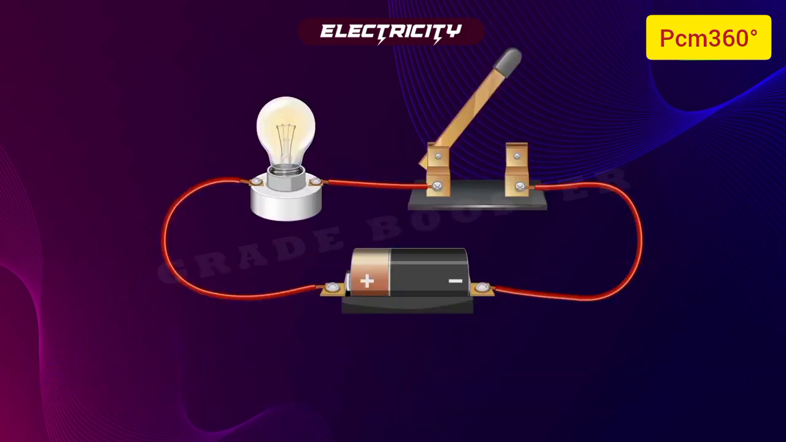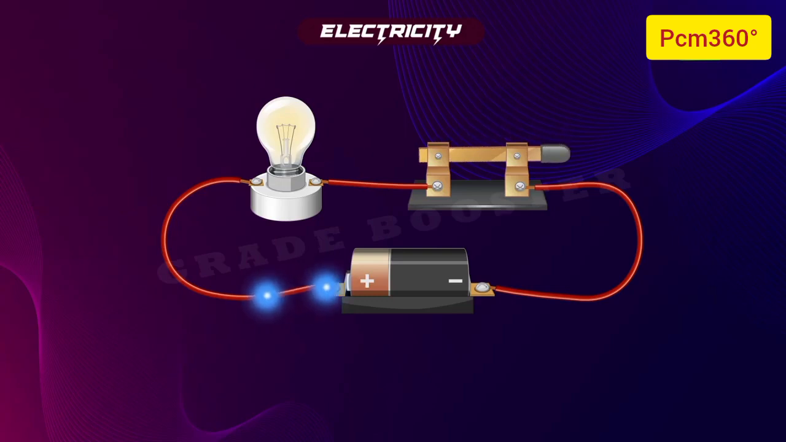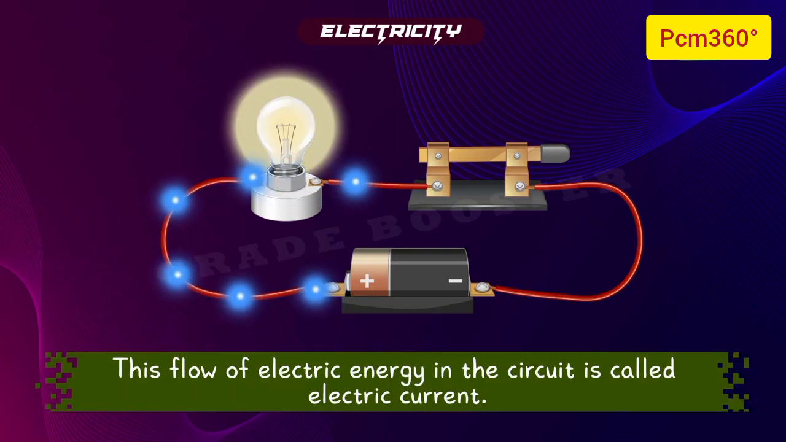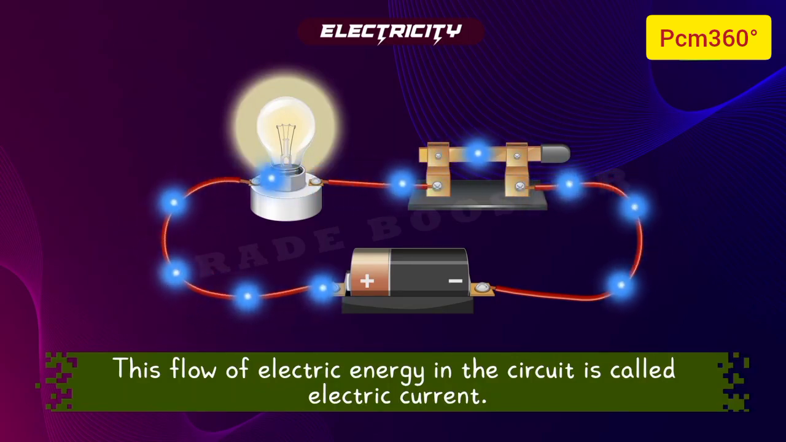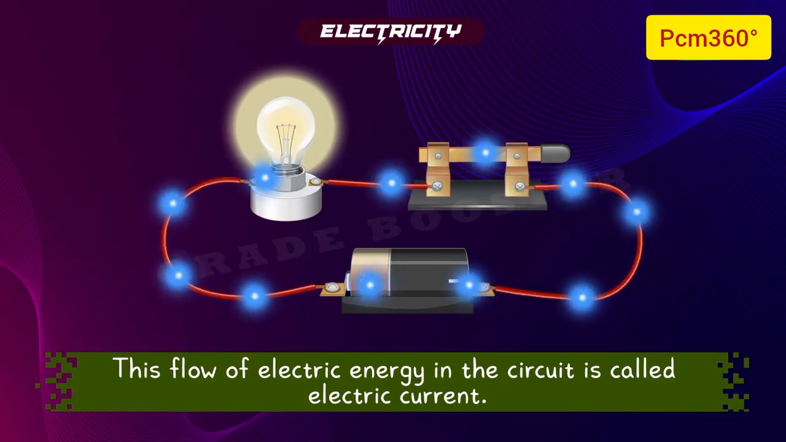If the switch is in off position, the circuit is not complete. When the switch is on, the circuit becomes complete and the electricity starts flowing in the circuit. This flow of electric energy in the circuit is called electric current.